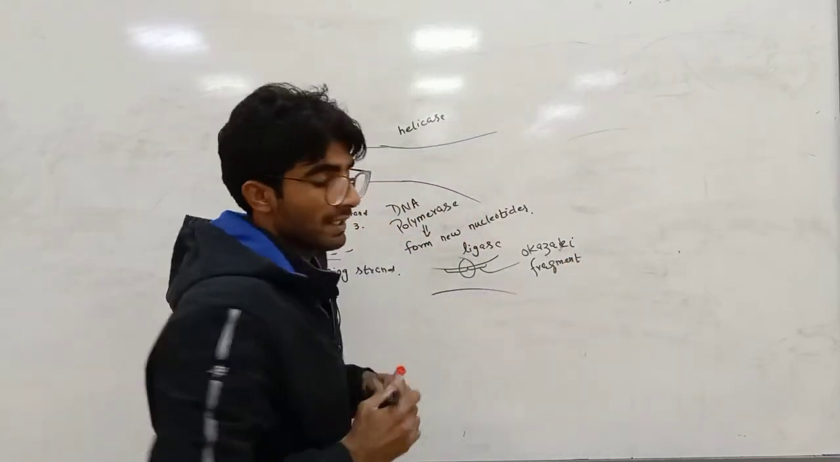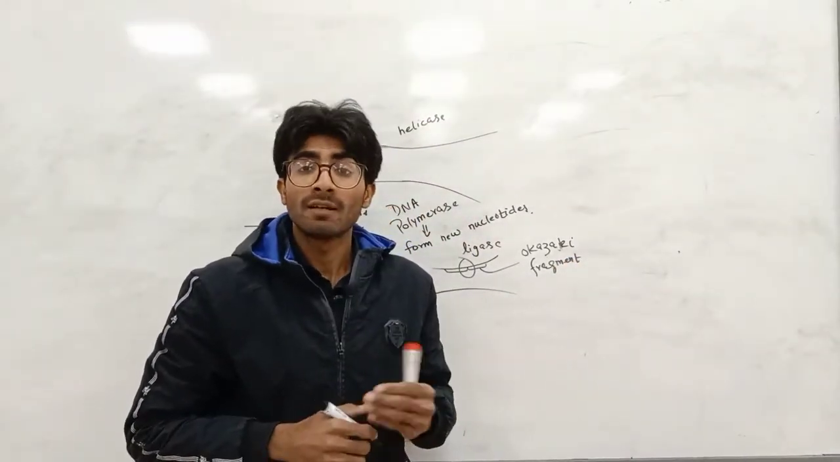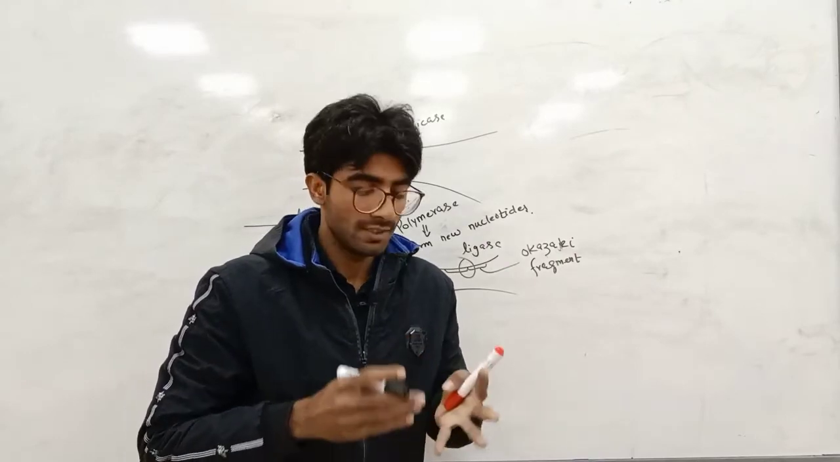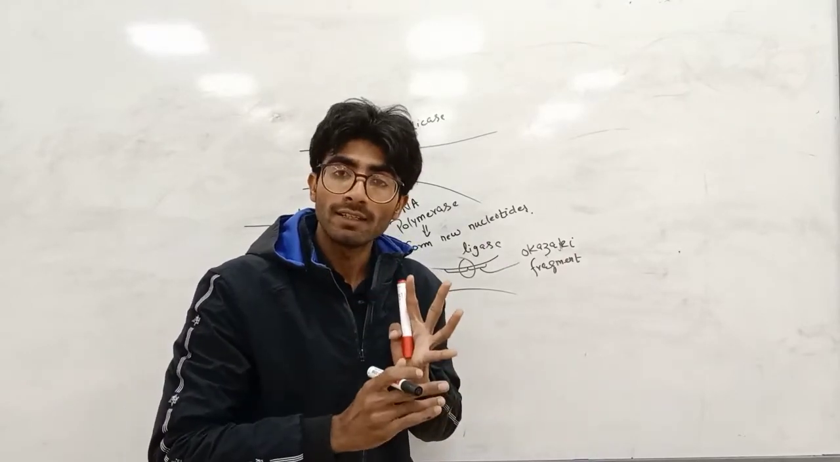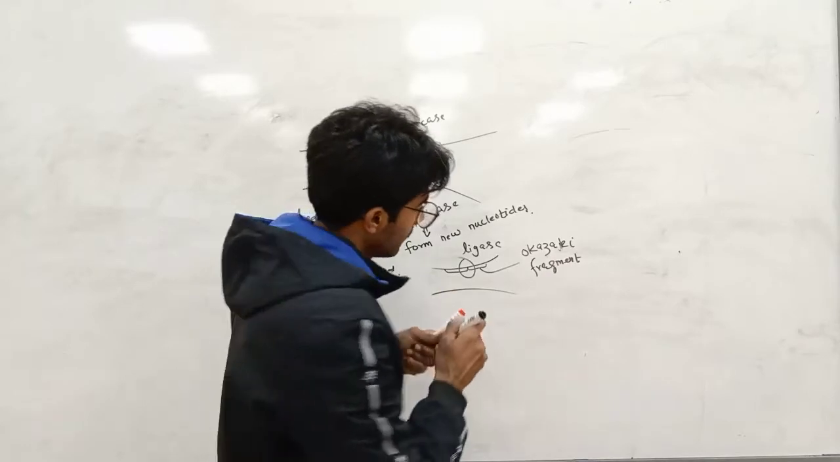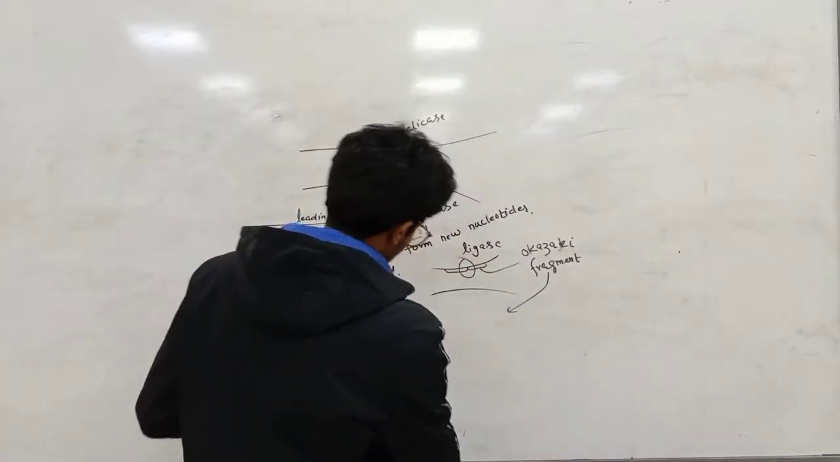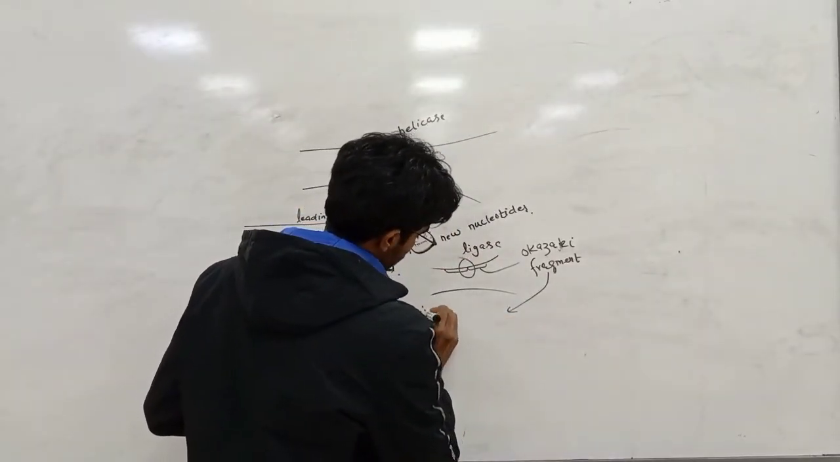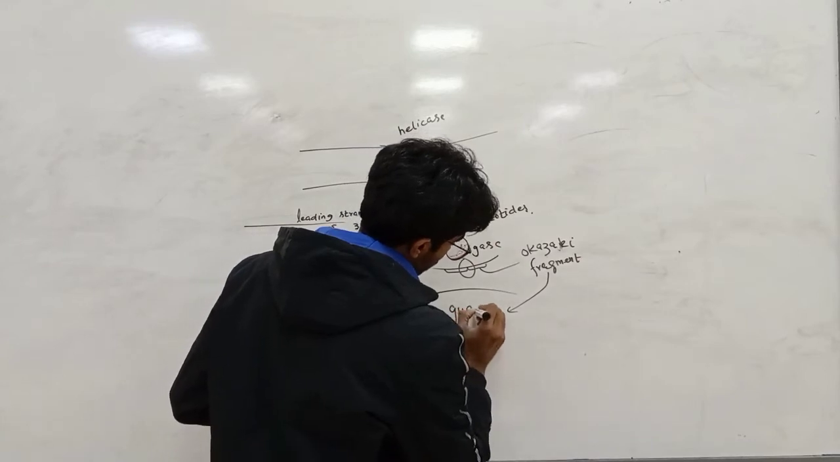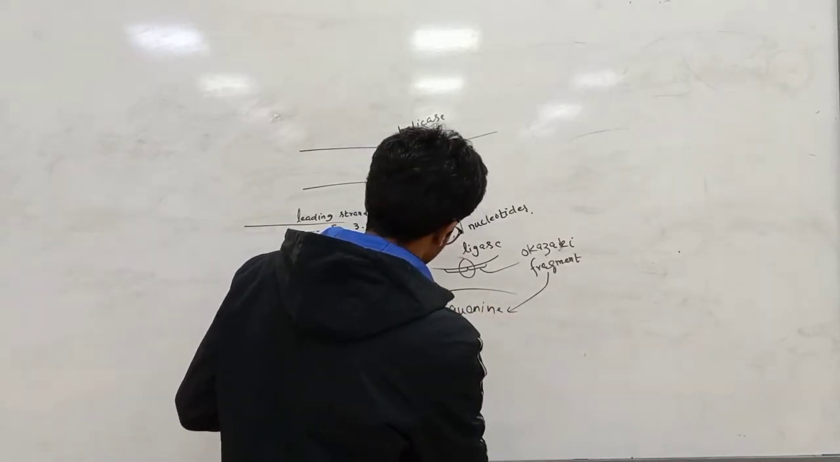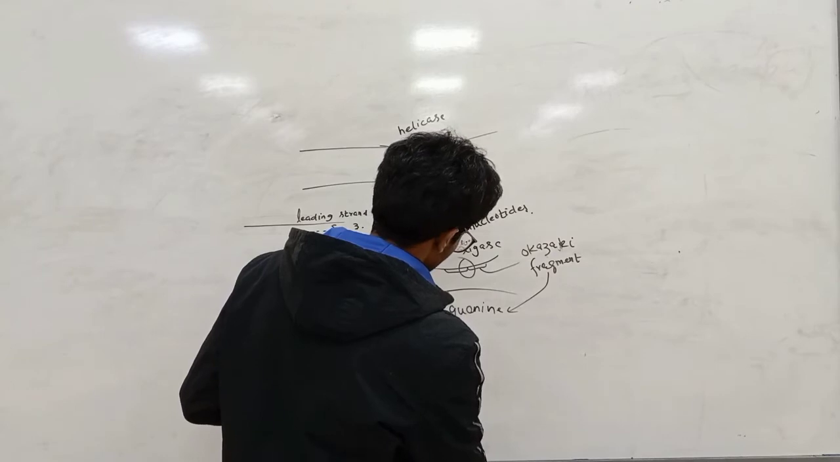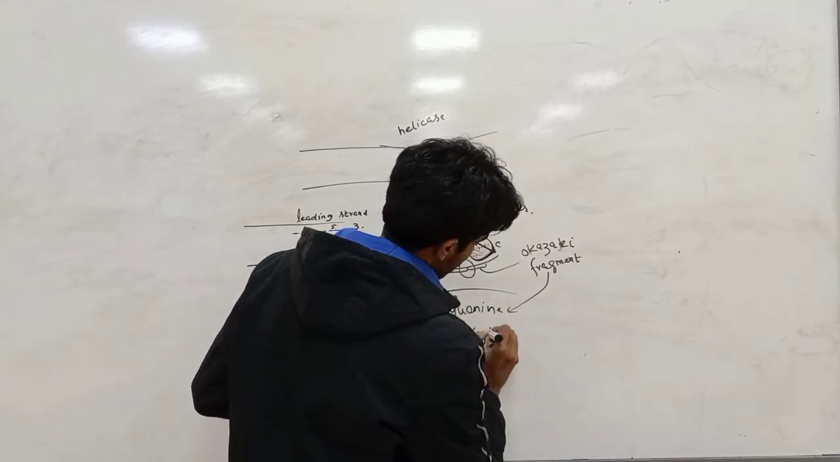In the Okazaki fragment, as we know, there is a complete structure of nitrogenous bases, which are four bases: adenine, guanine, thymine, and cytosine.